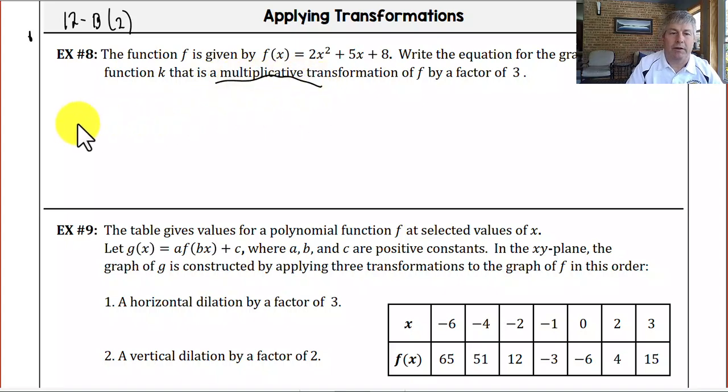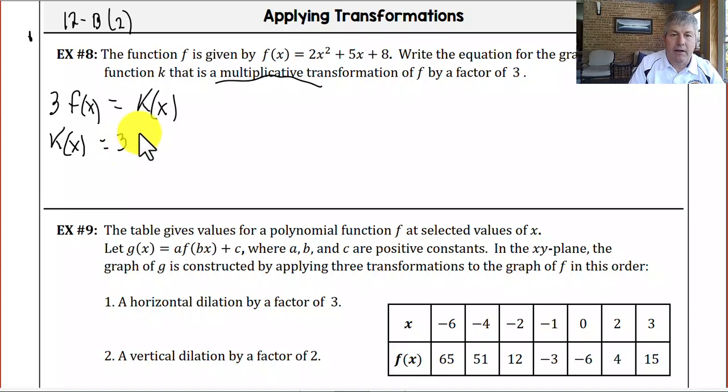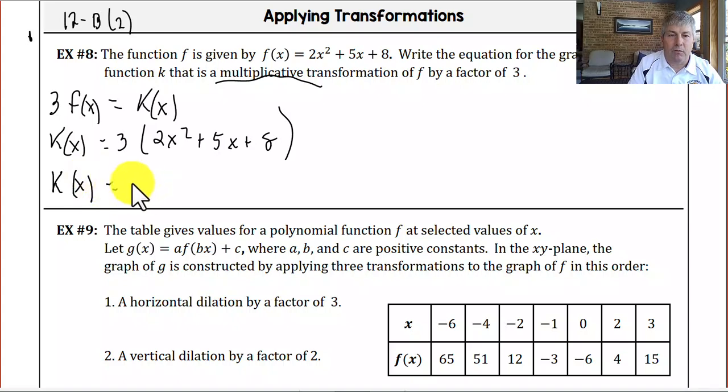So multiplicative transformation, we're just looking for 3 times f of x is going to equal our new function k of x. So k of x will equal 3 times 2x squared plus 5x plus 8. So we distribute the 3, and k of x is equal to 6x squared plus 15x plus 24.